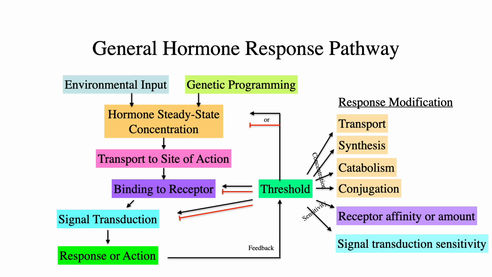The receptor triggers a signal transduction pathway that ends in a response or action to that hormone. The response reaches some sort of threshold and can be modified by positive or negative feedback, altering the concentration of the hormone by transport, synthesis, catabolism, or conjugation, and altering the sensitivity to the hormone by altering the affinity or amount of the receptor or altering the sensitivity of the signal transduction pathway.